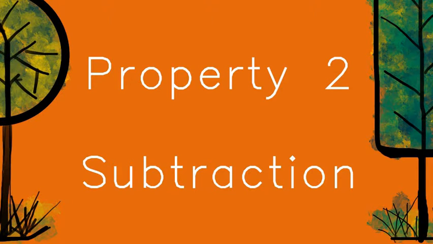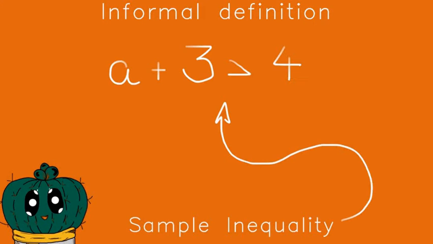Hello and welcome back. Right now we are discussing how you do subtraction when you are dealing with algebraic inequalities. This is going to be the second part. The first part was where we discussed how you do addition when you're dealing with algebraic inequalities. Let's first get our inequality out. Let's say you're given the following inequality: a plus 3 is greater than 4.